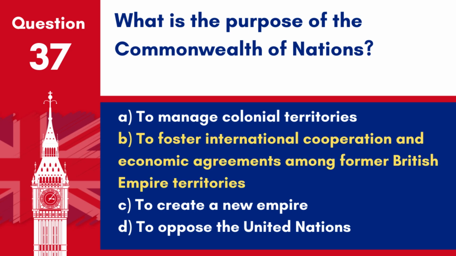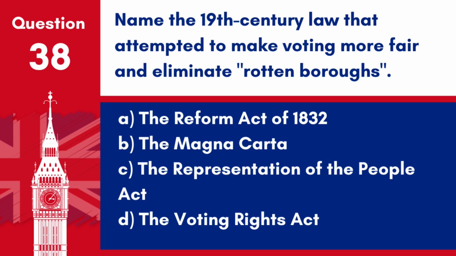Answer: B. To foster international cooperation and economic agreements among former British Empire territories. The Commonwealth of Nations is a political association of mostly former British Empire territories that aims to foster international cooperation and development. Question 38. Name the 19th century law that attempted to make voting more fair and eliminate rotten boroughs.